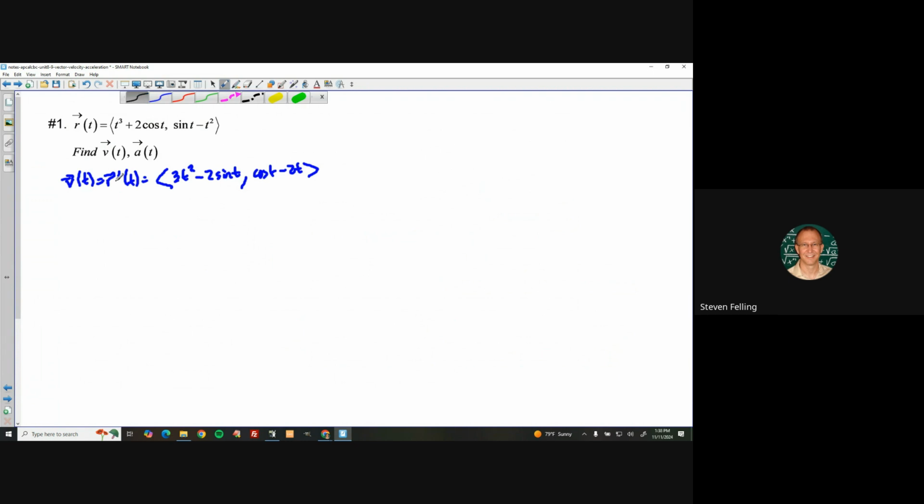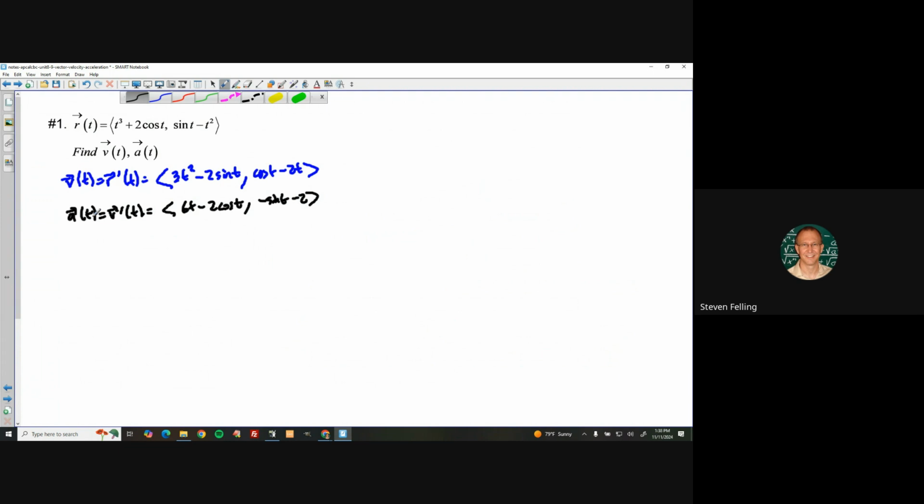So we can take a position vector and easily turn it into a velocity vector. Okay, and then I can now find the acceleration vector. That is simply going to be the derivative of the velocity vector, which is the second derivative of the position vector. So I take the derivative again, and I get 6t minus 2 cosine t for the x component of the acceleration. And the derivative of cosine is negative sine t and then minus 2. So easy to go from position to velocity to acceleration. Just take derivatives. Okay?